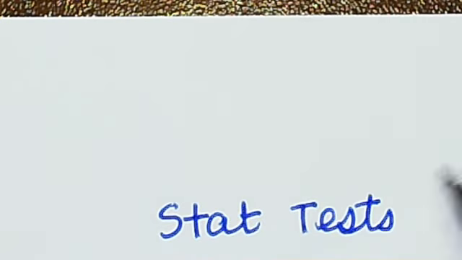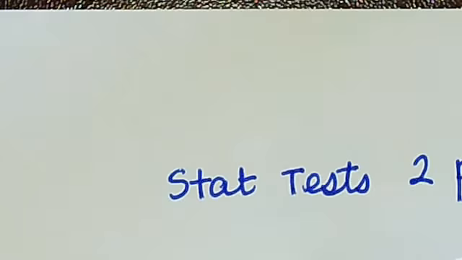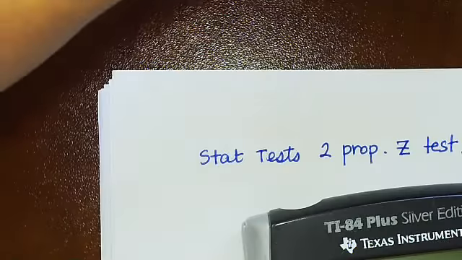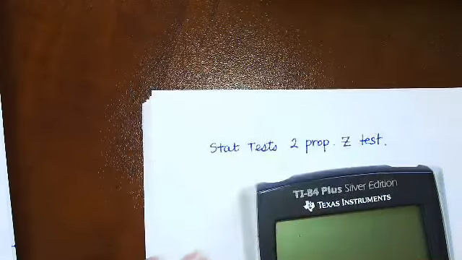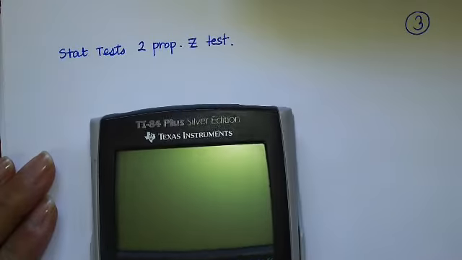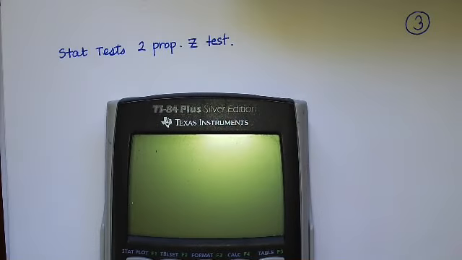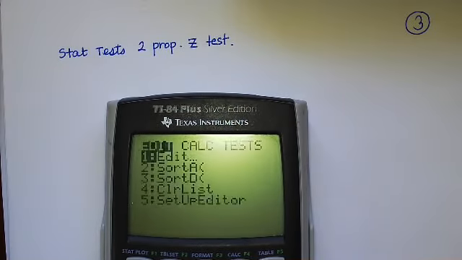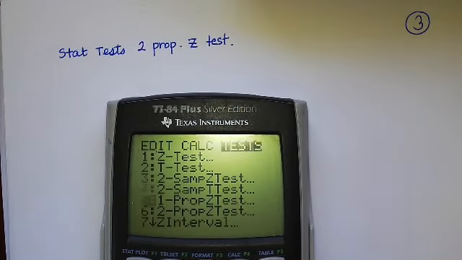Next, I would like to use the calculator to do the same problem. So the calculator command would be stat, tests, 2-proportion z-test. Let's go there right now. Stat, tests, 2-proportion z-test.